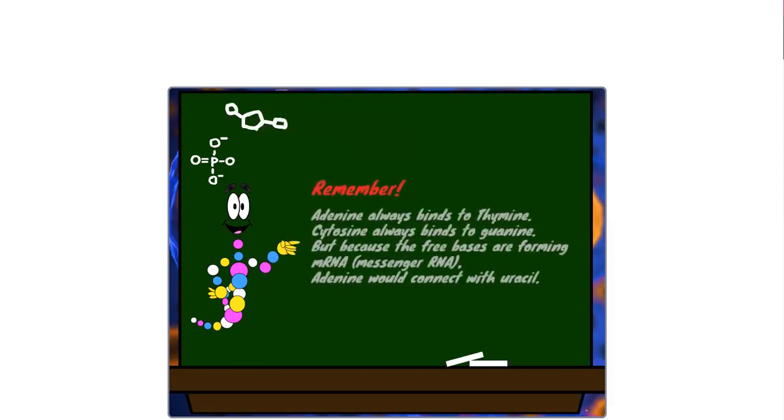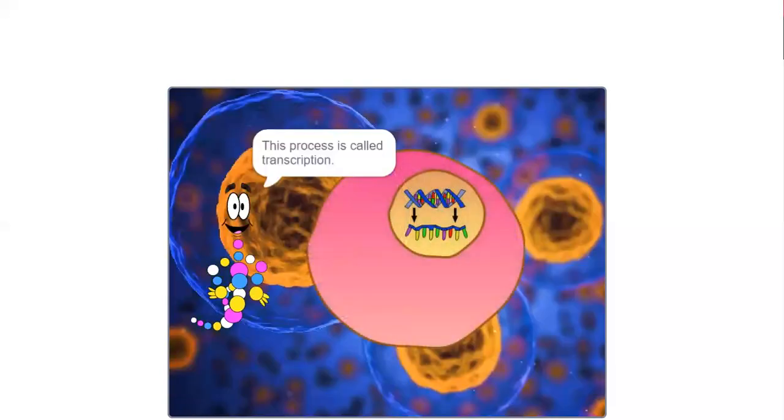Remember, adenine binds to thymine, cytosine binds to guanine, but because the free bases are forming mRNA, adenine would bind with uracil. This process is called transcription. And now that the mRNA is copied, it can be translated.